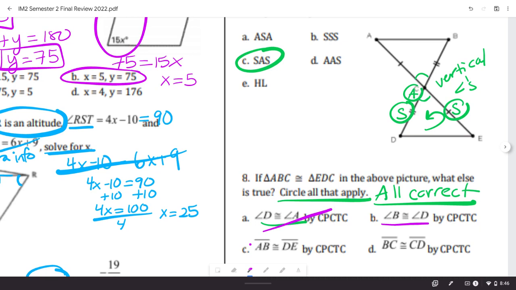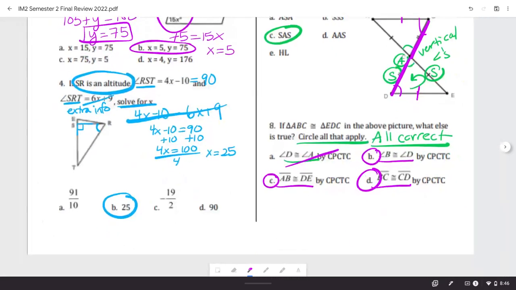Okay, B and D. So B is right here. D is right here. Yes, those are congruent. So I'm going to circle that. And CPCTC means corresponding parts of congruent triangles are congruent. So it's talking about a specific angle that's got to match up, or a specific side that's got to match up. All right, AB and DE. So this right here and this right here, yes, those are in the same spot. That is correct. And BC and CD. So we've got BC's right here and CD's right here. And yes, those are in the same position.